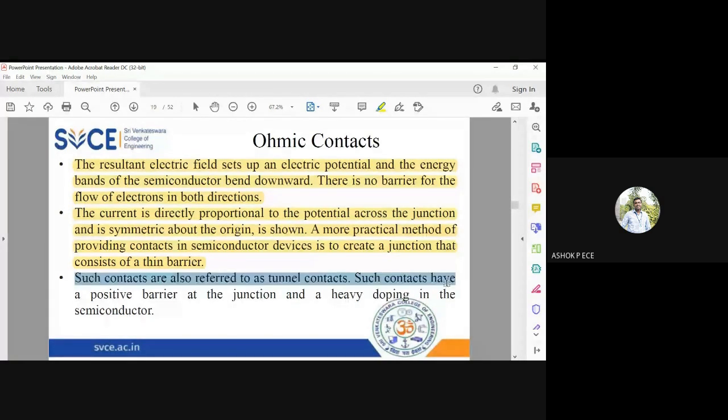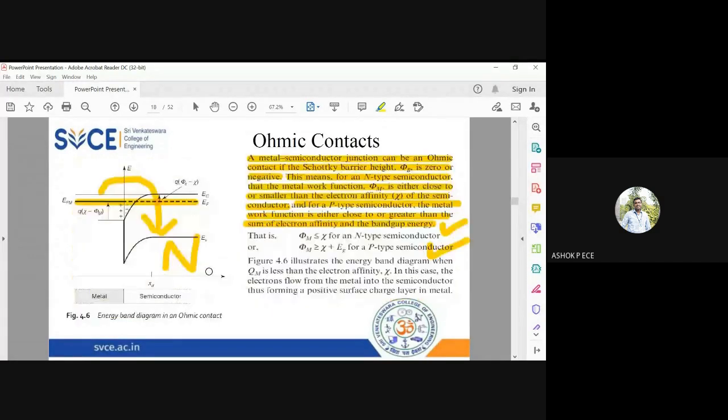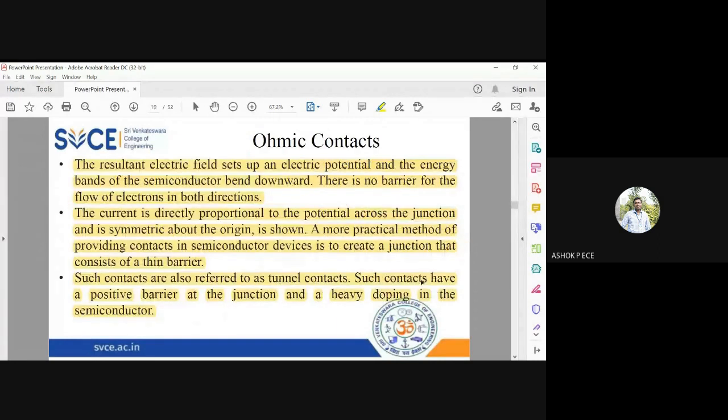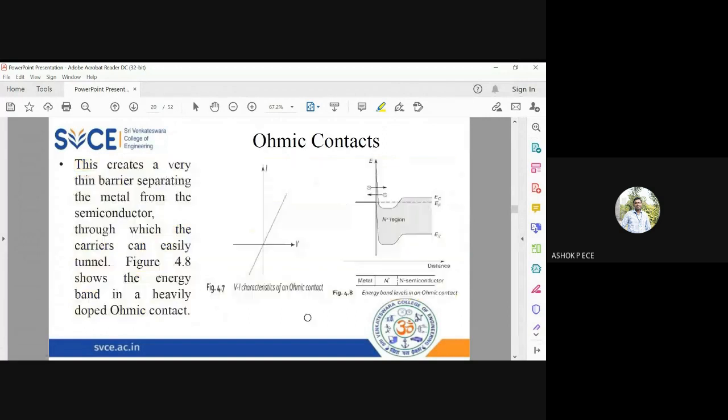Such contacts have a positive barrier at the junction and heavy doping in the semiconductor. Why a positive barrier at the junction? Because the electron is flowing from the metal to the semiconductor. When such is the case, this metallic region becomes positive and the depletion region in the semiconductor becomes negative. That is what is given here. So you have a positive barrier at the junction and heavy doping in the semiconductor. This creates a very thin barrier separating the regions, through which the carriers can easily tunnel.